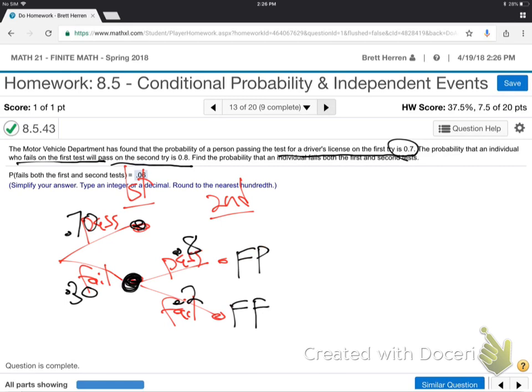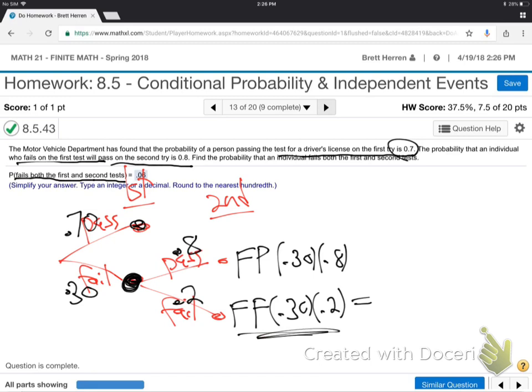What are the percentages? You just multiply, right? 0.30 times 0.8, 0.30 times 0.2. What do they want from me? Probability fails both first and second. Fail, fail. Multiply these together. What is that? 0.06. You should use your calculator. Yeah, 0.06, 6%. That means 6% of people fail twice in a row.